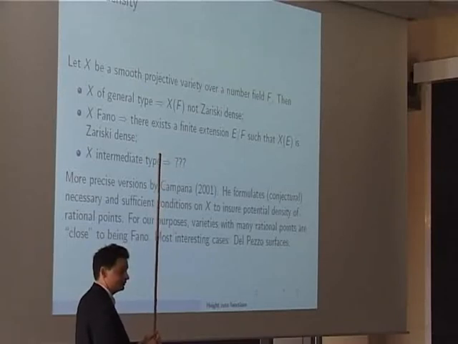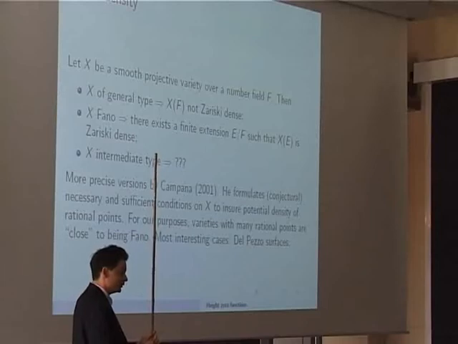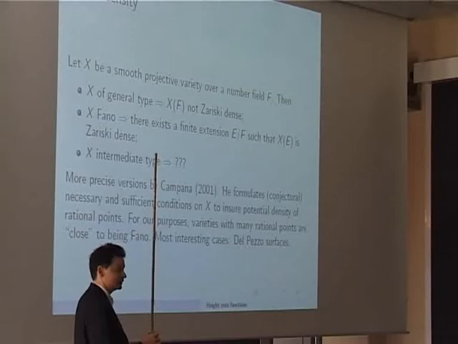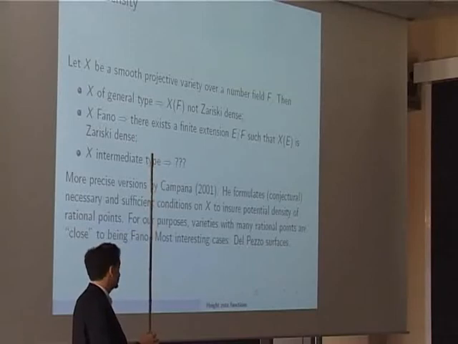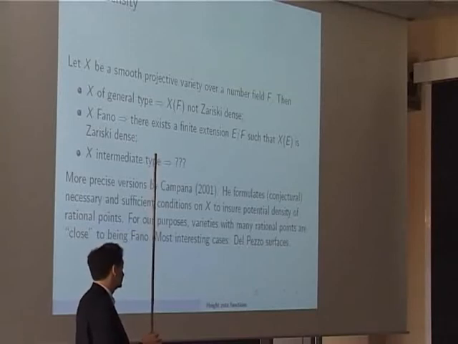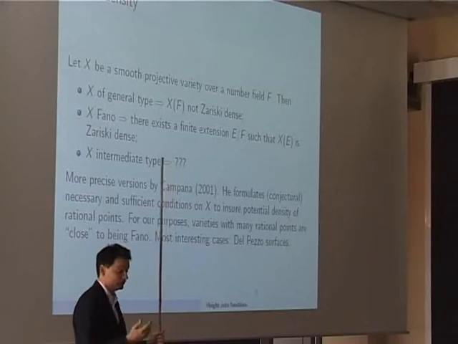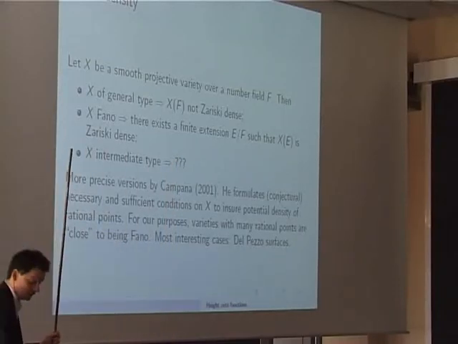But for example, a Del Pezzo surface of degree 1 always has a rational point over any field, and it is an open question whether or not there are infinitely many rational points in all such cases. And in fact, one could think that maybe they are Zariski dense as well. So there, again, nothing is known.